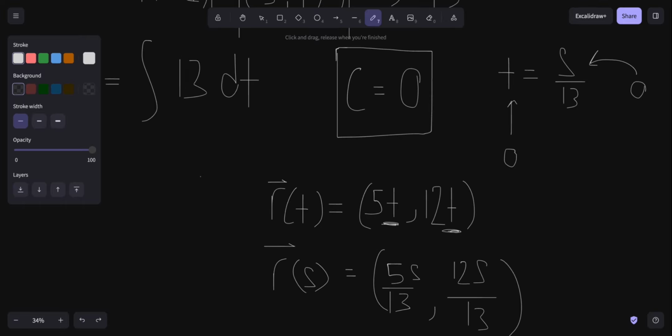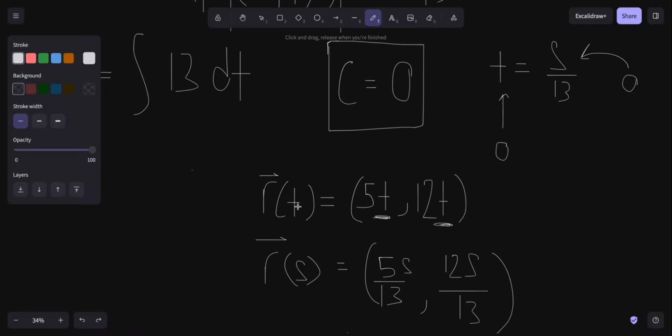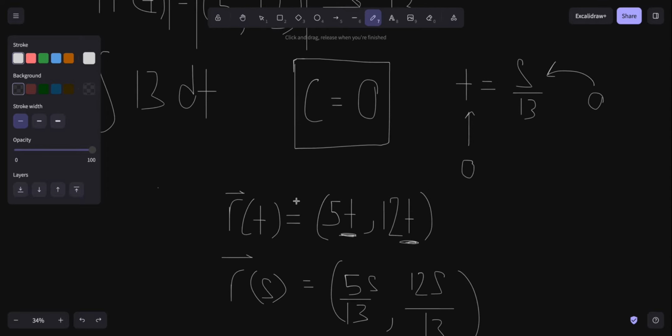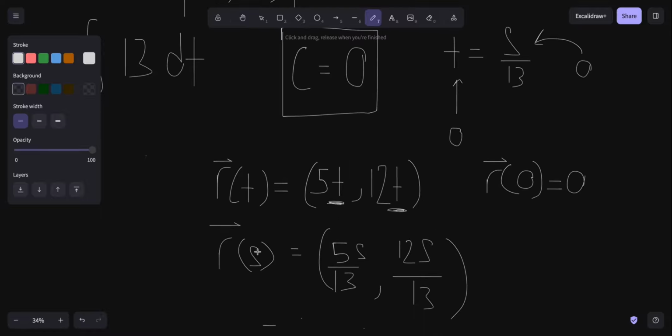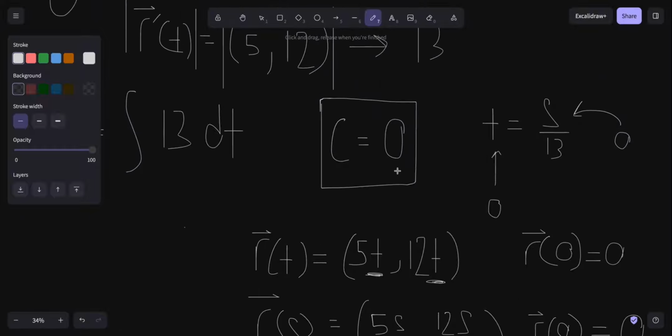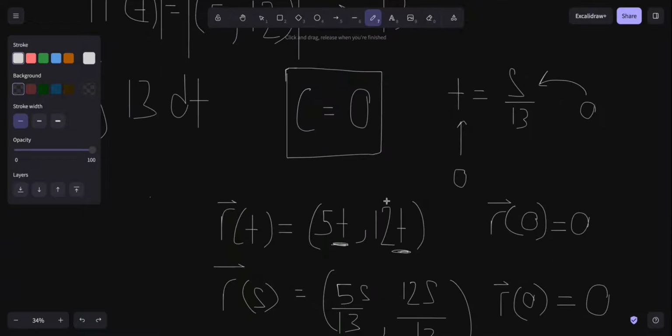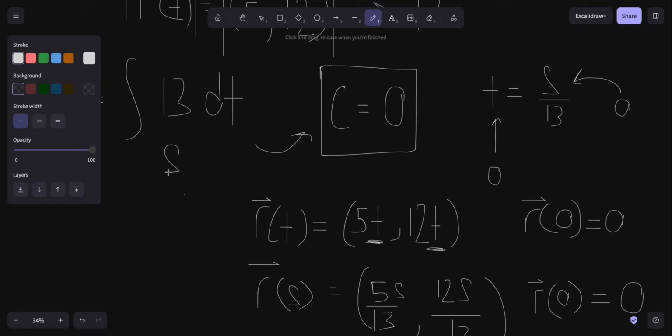So think about it like this. Imagine if t is equal to 0. Then we are going to get r of 0, which is equal to 0. And notice how that's the same thing for r of s. If s is equal to 0, if we haven't traveled any distance at all, then our position is of course going to be equal to 0. And so this constant right over here that I've been neglecting before represents a sort of starting point. The constant represents our starting point, right? Starting point.